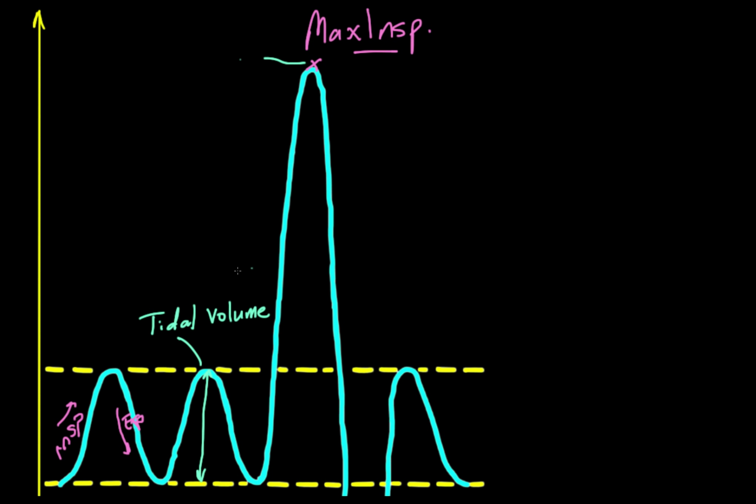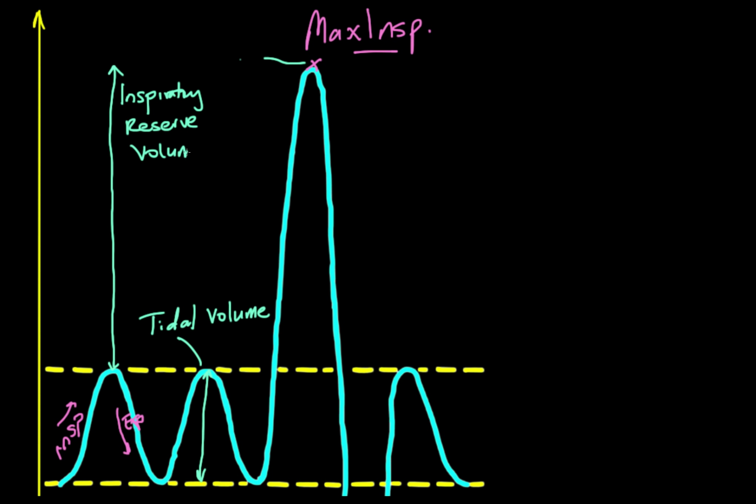We look at that almost as a reserve. So what we call this volume, from the top of your normal tidal breathing up to your maximum inspiration, is a reserve. This is an inspiratory reserve. So this is the inspiratory reserve volume.